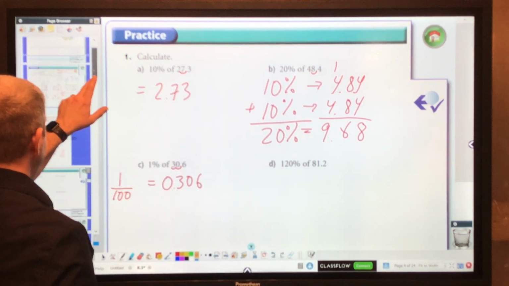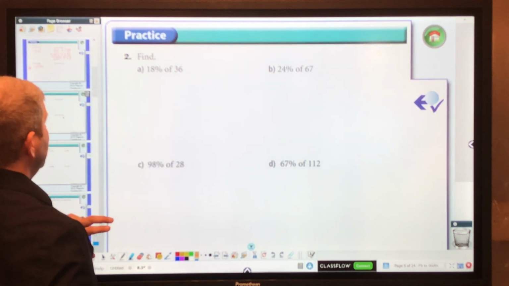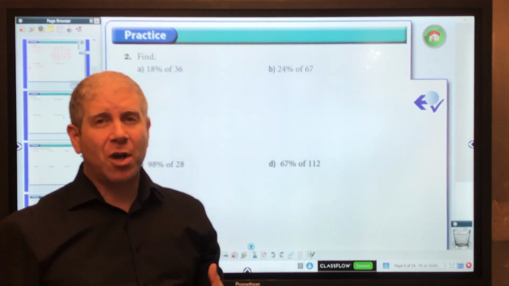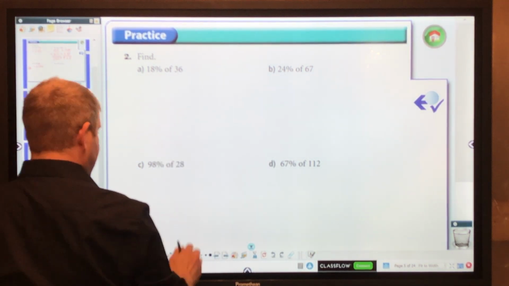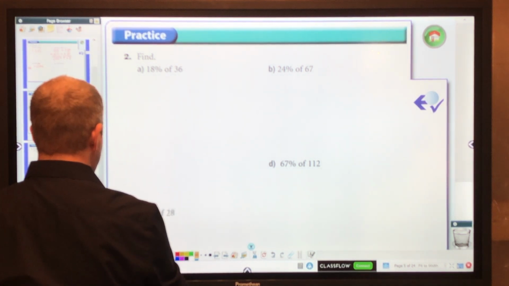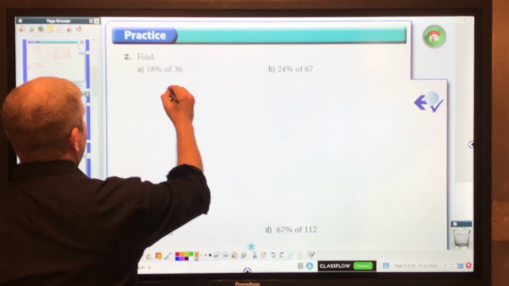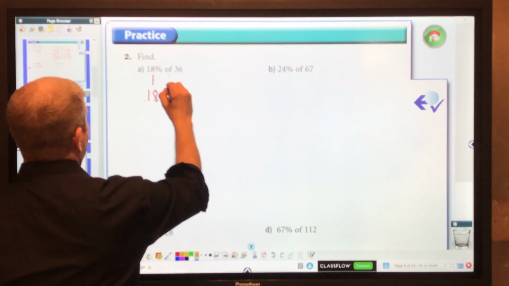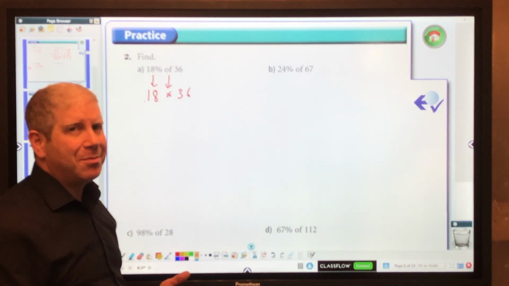Let's go down to number 2. So here we're getting more complicated numbers. We're going to have to go old school multiplication. So let's move this out of the way and this out of the way, and we can work on this. So 18% is going to convert to 0.18, and of converts to multiply.